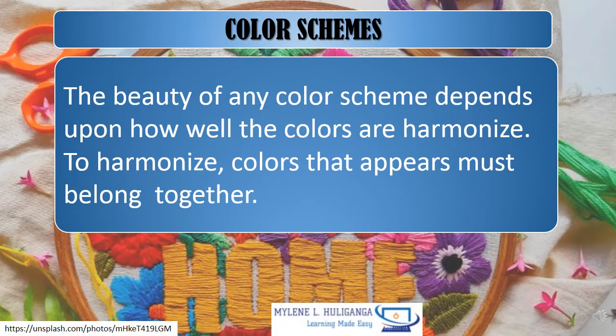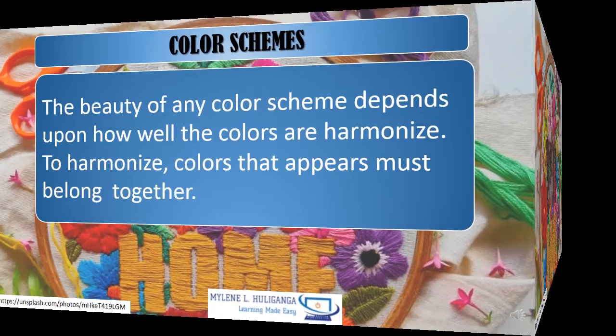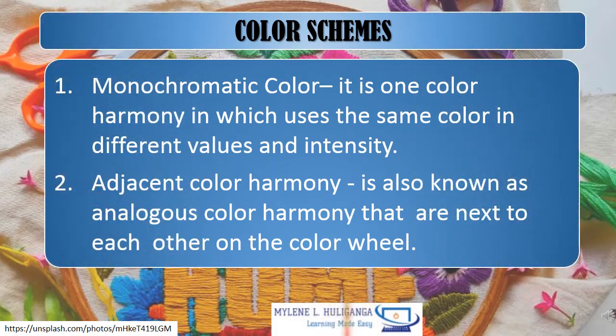Color schemes. The beauty of any color scheme depends upon how well the colors are harmonized. To harmonize, colors that appear must belong together. The different color schemes. First is the monochromatic color. It is one color harmony which uses the same color in different values and intensity or shades. Next is the adjacent color harmony. It is also known as analogous color harmony, with colors that are next to each other on the color wheel.